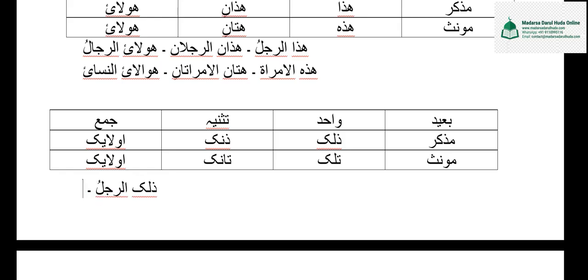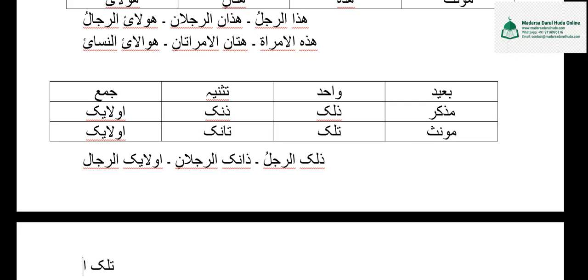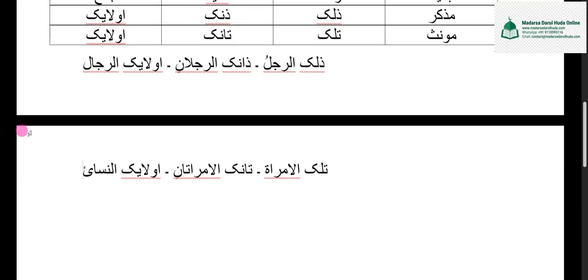For example, I can say zalika rajulu, that one man. Zanika rajulani, those two men. And ulaika rijalu, those all men. Then we have tilkal imratu, that one woman. Tanikal imraatani, those two women. And ulaika nisau, those all women.